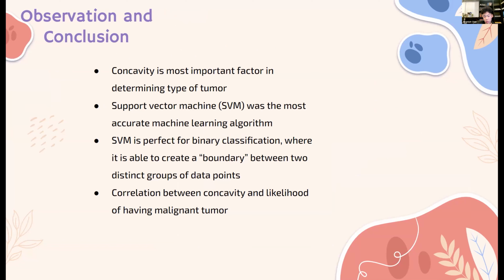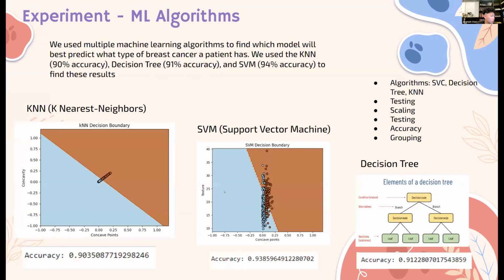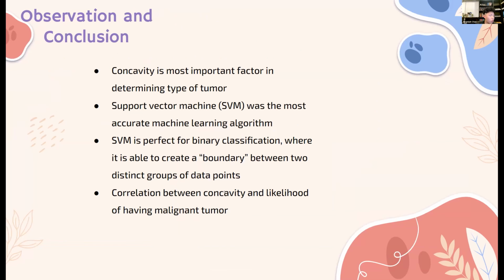So from this, we used the support vector machine learning algorithm, since that was the most accurate out of the 3, which I believe was like 94%-ish. So yeah, we used the support vector machine, and this makes sense because SVM is perfect for binary classification, and it's able to create a boundary between the 2 distinct groups of data points, which in our case were the normal and abnormal tumors. So it's reasonable that it was the most accurate out of the 3 machine learning algorithms.